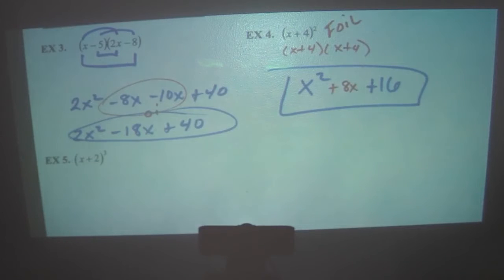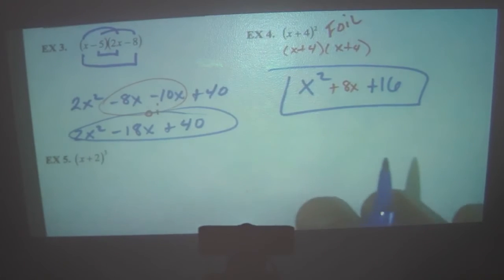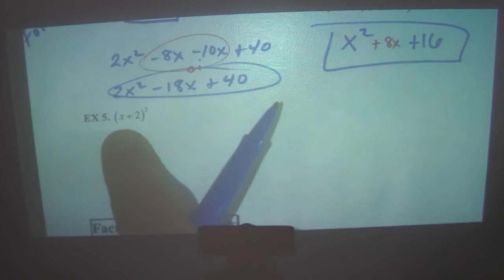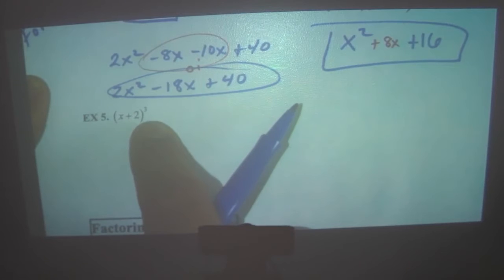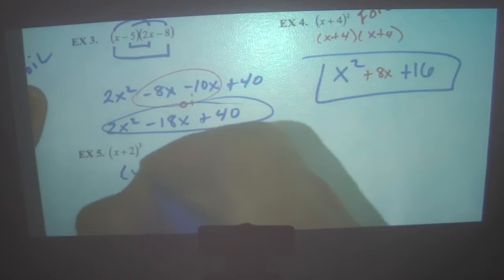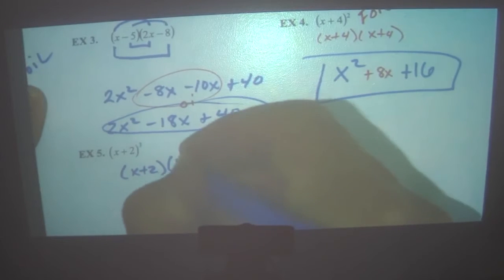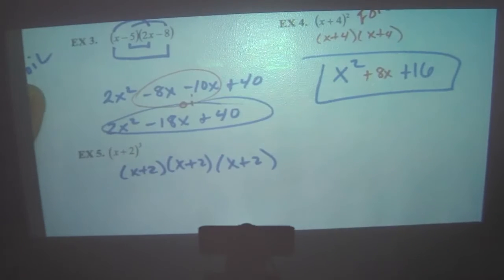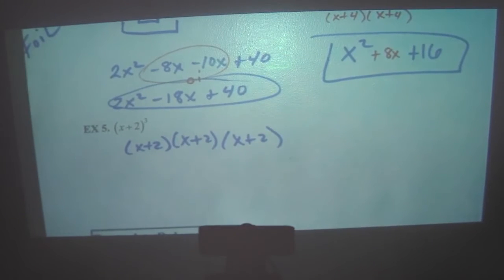All right, y'all. How we doing? Let's do the last hard one. Here we go. I've got x plus 2 quantity cubed. So if it's squared, we write it twice. If it's cubed, we write it thrice. So I've got x plus 2, and x plus 2.